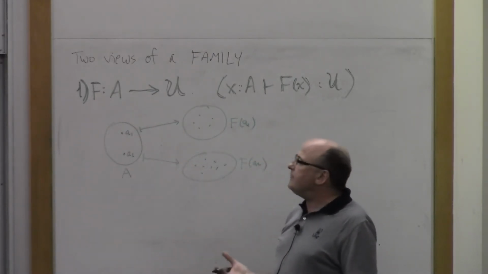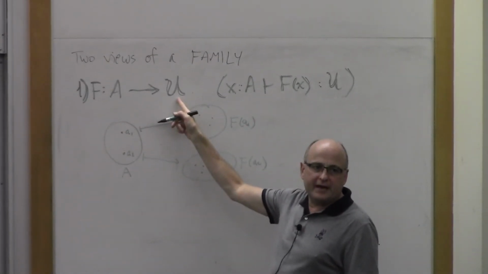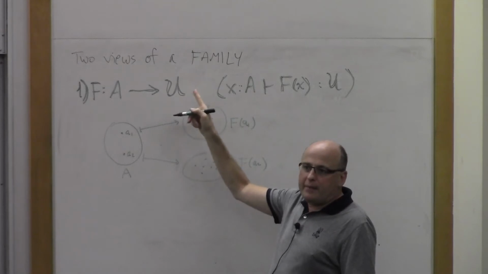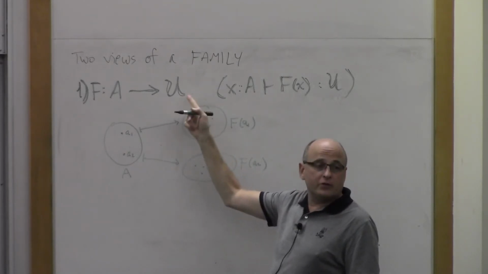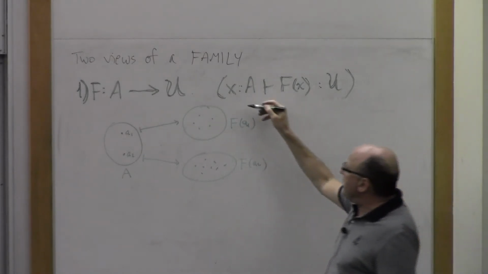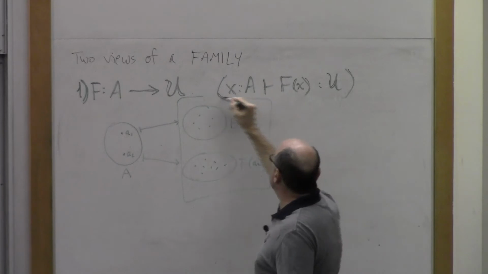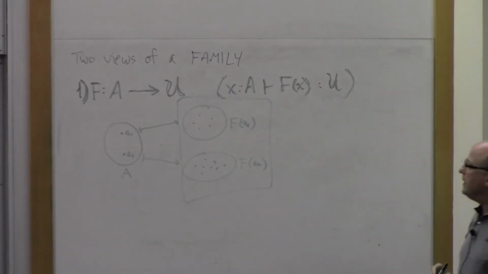If I want to think of a family as a function, I need to have it be going somewhere, which has to be a type. And so the place that it's going is a universe of types. Okay? So the idea is that you can say this business here, if I draw a box, this is the kind of thinking you're going to have to get used to.